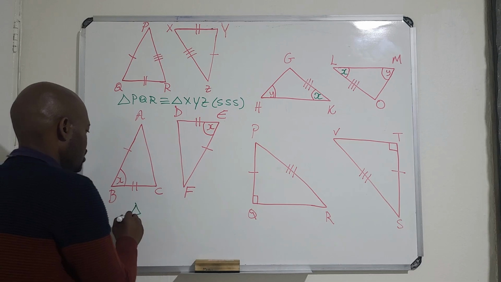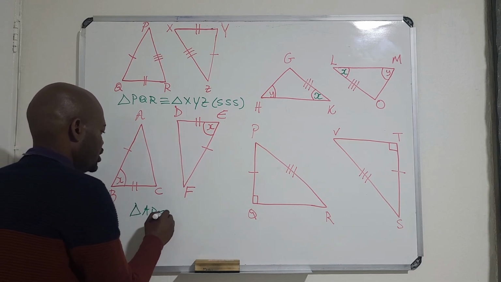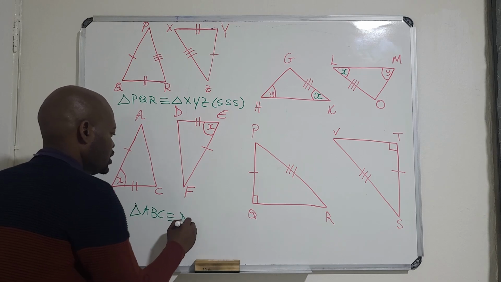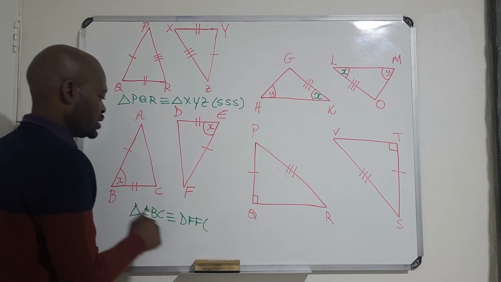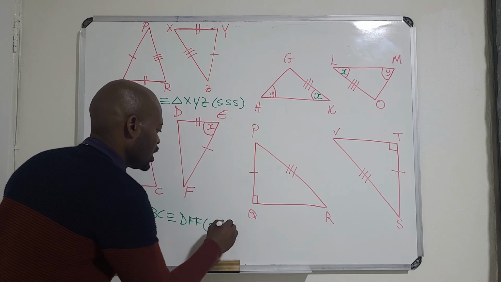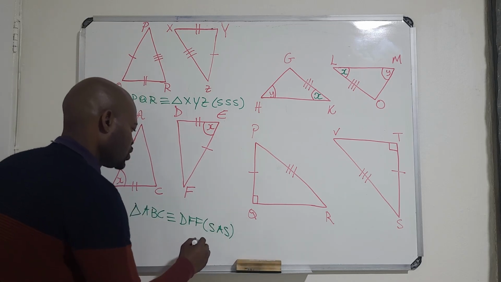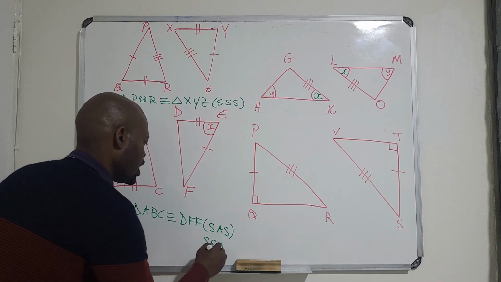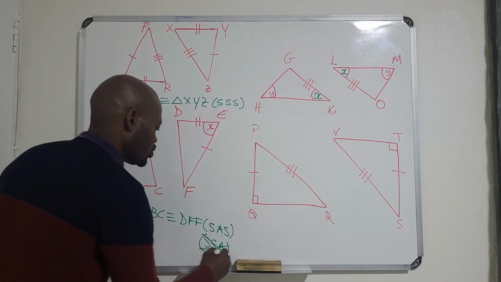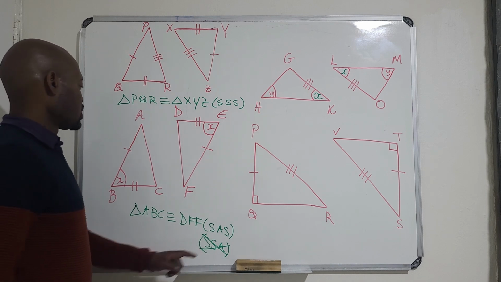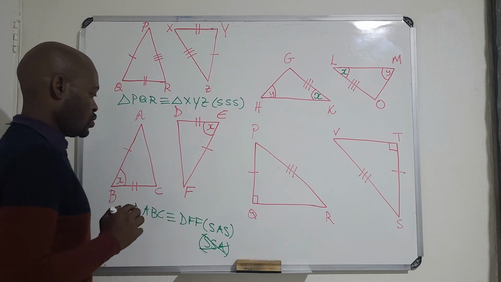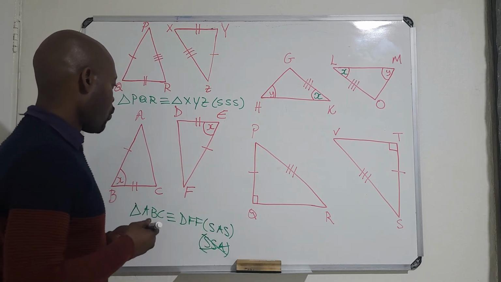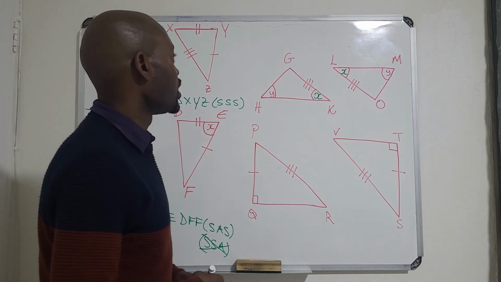Therefore, triangle ABC is congruent to triangle DEF. The reason is side, angle, side. We normally don't put side, side, angle as a reason, because as we are saying it, it is side, angle, side, not side, side, angle. Therefore, this is the reason why these two triangles are congruent.